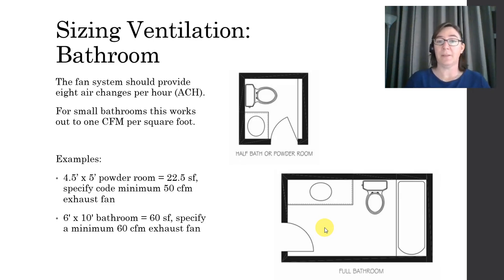For example, let's take a look at this tiny powder room and this small full bathroom. All right. For the powder room, it's 4.5 feet by 5 feet. This is 22.5 square feet. But we can't specify 22.5 CFM because the code required minimum is 50. All right, so you're going to place the 50 CFM exhaust fan in this room.